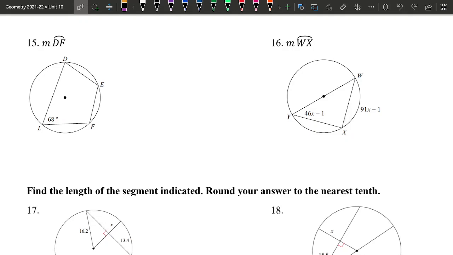Part 2 of the Unit 10 review, number 15. So again, you can tell which formula you should use based on where the vertex of the angle is. So here we see 68 degrees, so that's this angle.